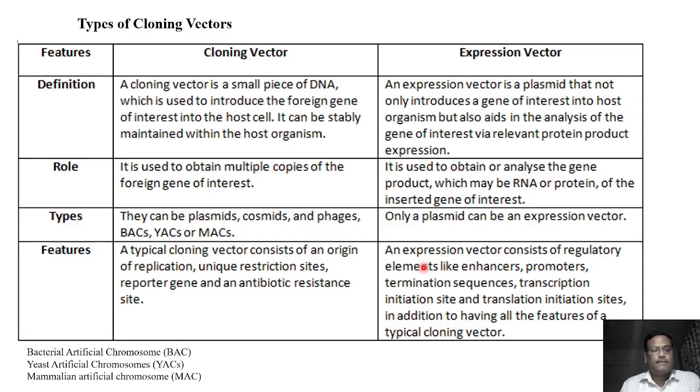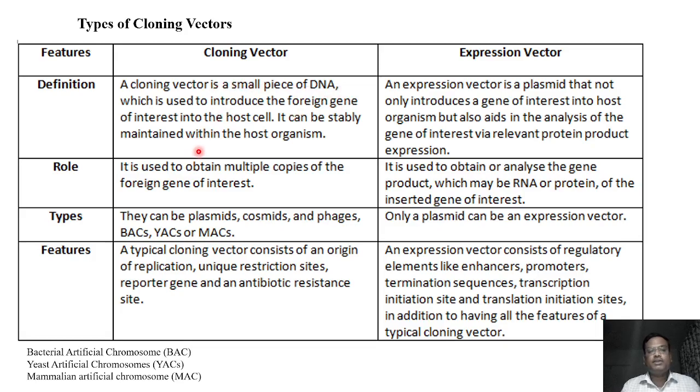Types of cloning vectors. Cloning vectors are basically classified into two types: cloning vectors and expression vectors. So commonly we use the term cloning vectors, but vectors which multiply, which become multiple copies once they are introduced into the target cell, they are commonly called cloning vectors. Whereas the vectors which express the genes which are introduced in the form of protein, enzymes, etc., they are called expression vectors.